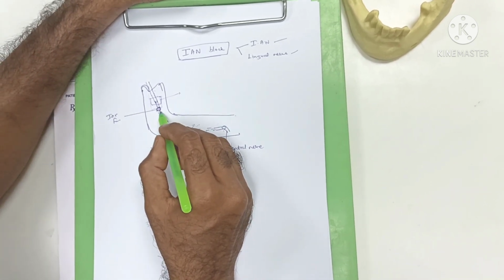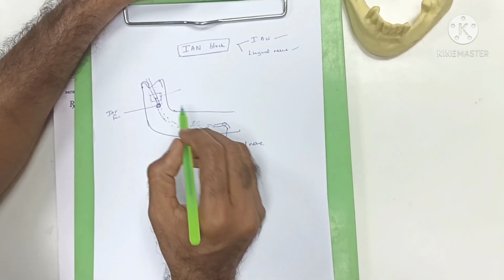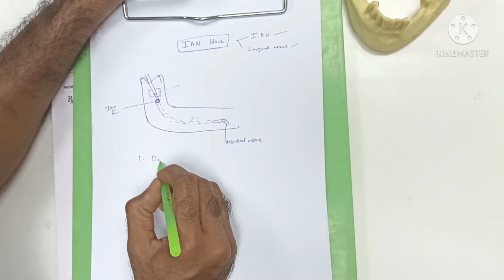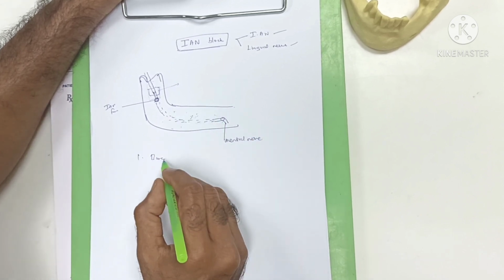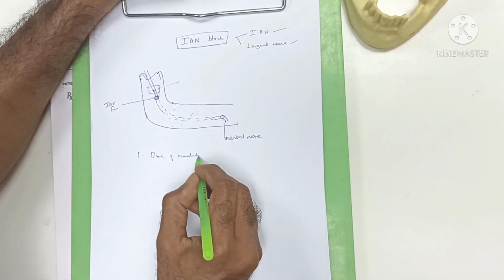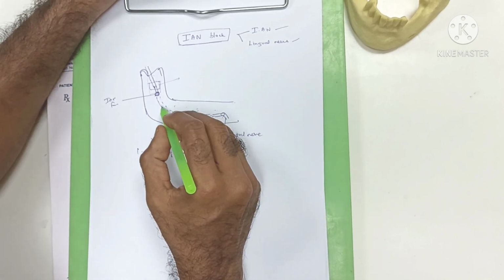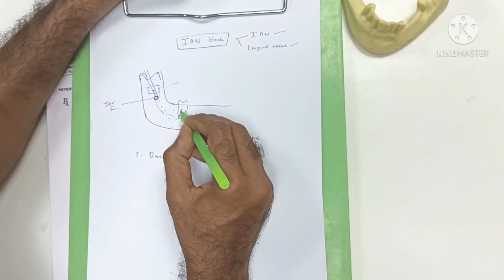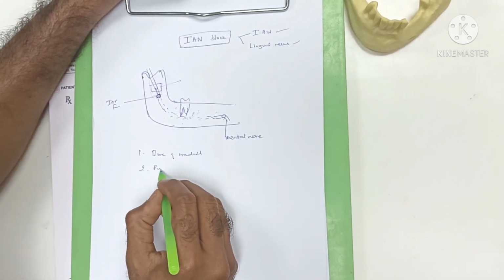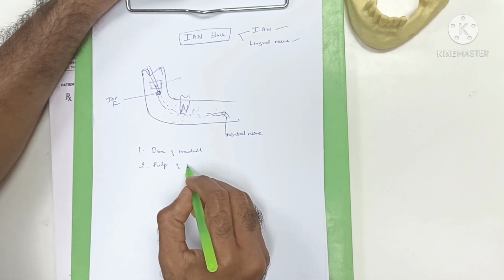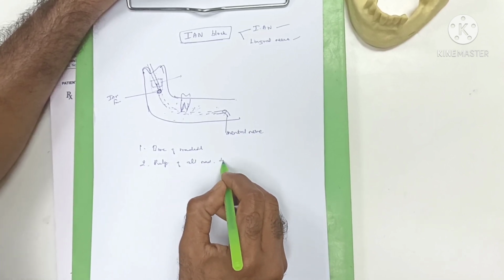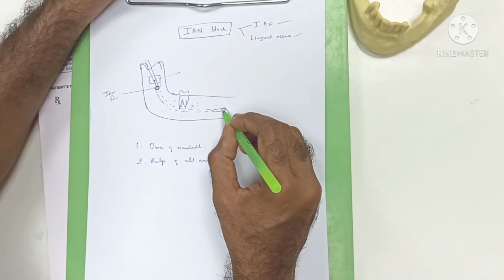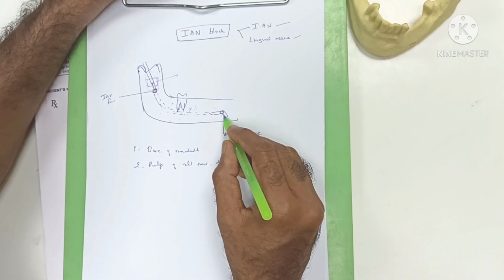One more thing: what are the areas supplied by the inferior alveolar nerve? First is the bone, the body of the mandible. The second thing is it supplies the pulp of all mandibular teeth. And when it comes out through the mental foramen, it is called the mental nerve.